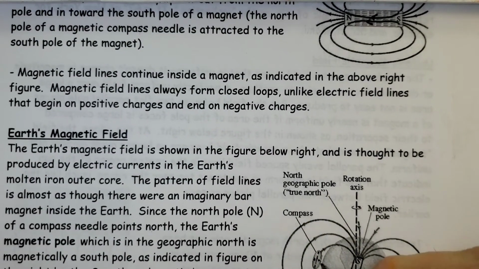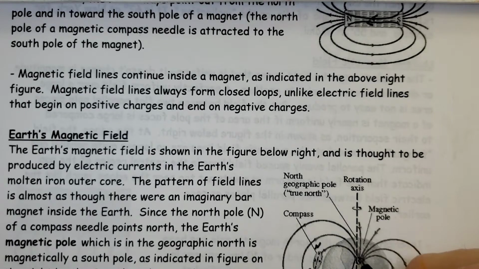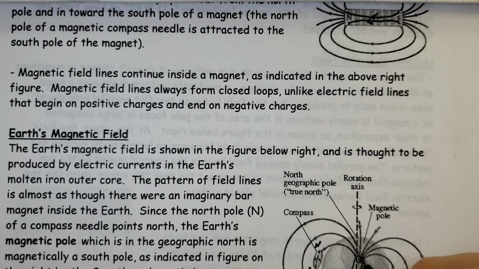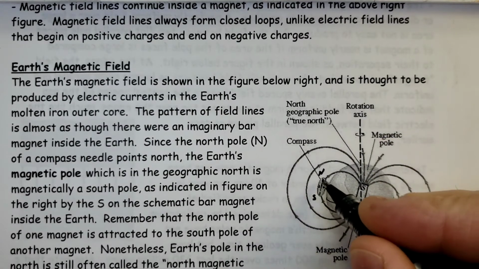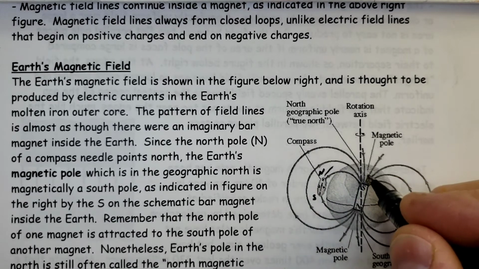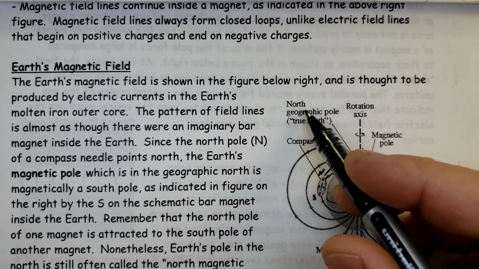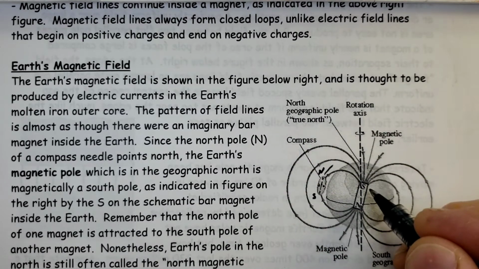Now the interesting part here is if the North Pole of a compass points to the North Geographic Pole, that means that inside the Earth, it would be as if the south part of a magnet is at the top and the north at the bottom, because remember, the North Pole of a compass is the North Pole of a magnet, and if it's attracted to the North Geographic Pole, the North Geographic Pole must actually be a south pole of a bar magnet.